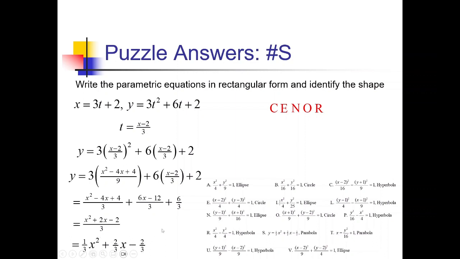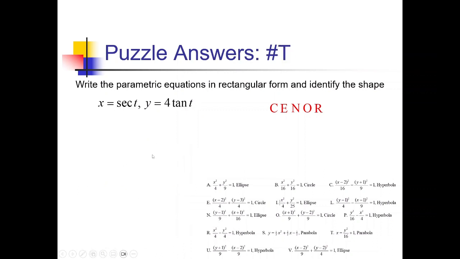This is clearly a parabola. We only have one squared variable. Checking answer S, it looks like everything that I wrote here is reflected in that answer. So this is actually correct, and I don't get any letters out of that.